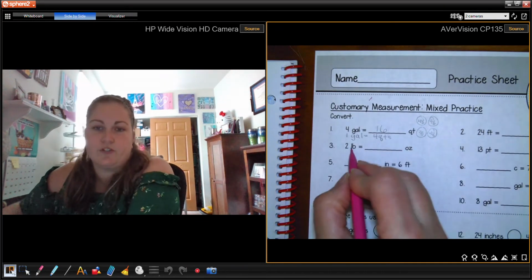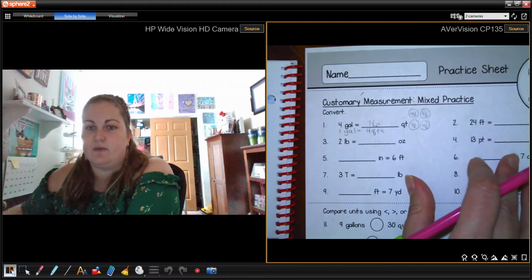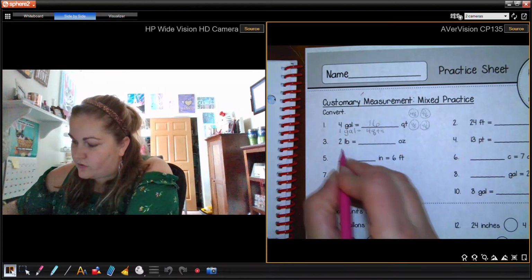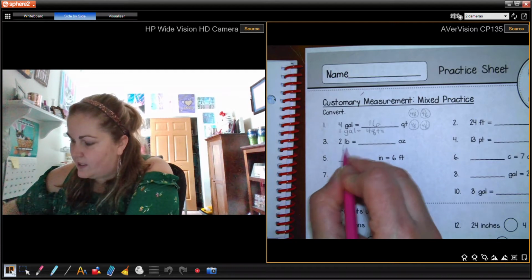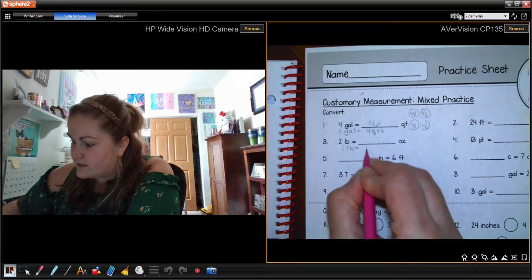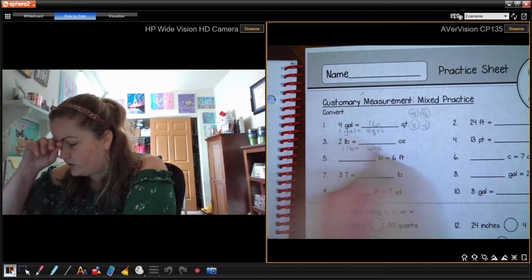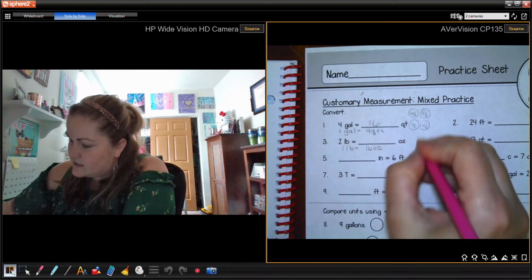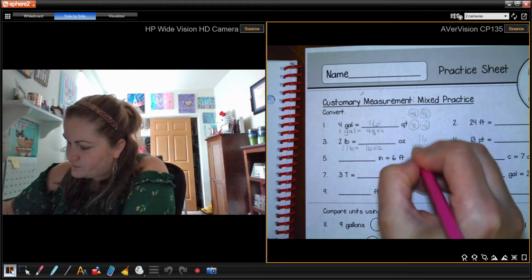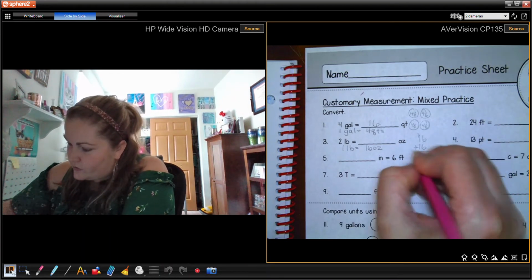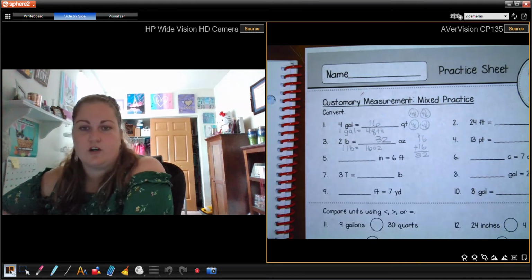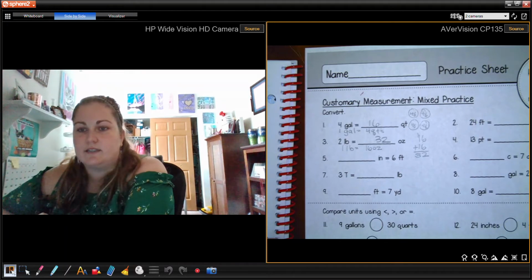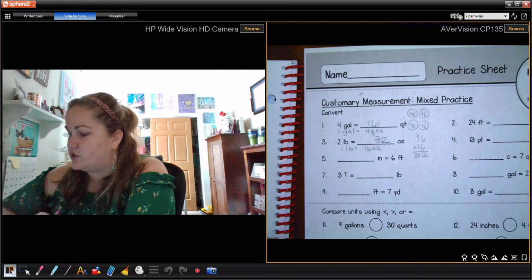Sliding on down to number 2. Number 2 is asking me how many ounces is 2 pounds. I would need to know the relationship or the conversion rate, and 1 pound is 16 ounces. So if I've got 2 pounds, that's double as many ounces. So 16 doubled would be 32. If I needed to, I could draw myself 2 groups and put 16 in each, and then 16 and 16 would still be 32.